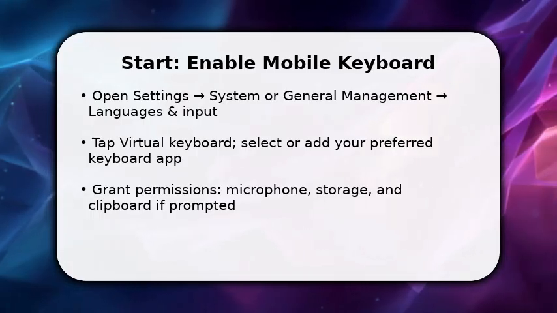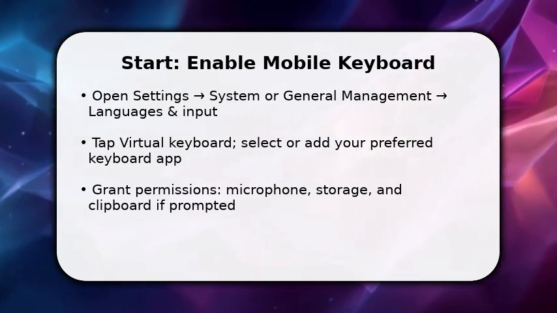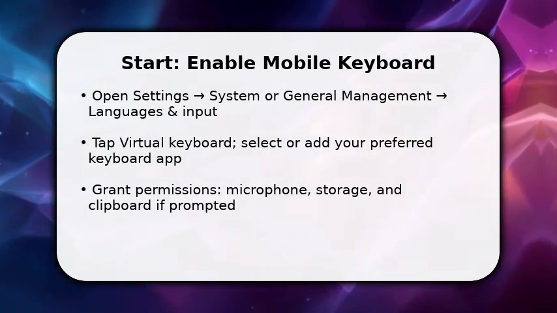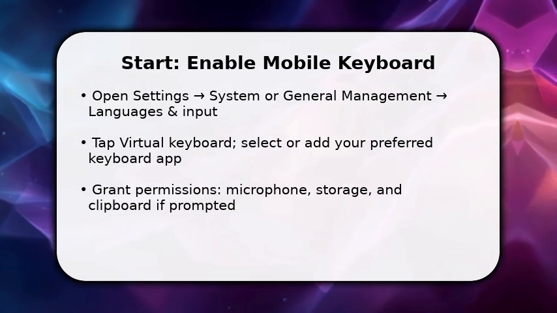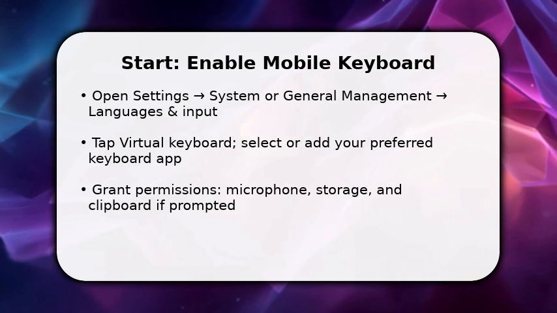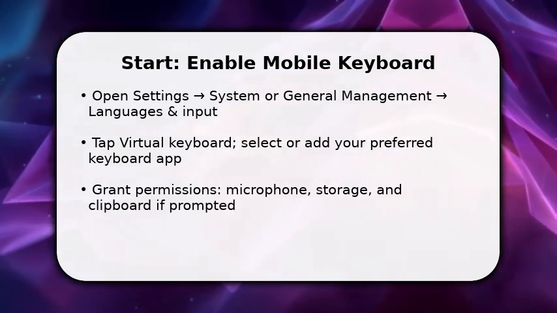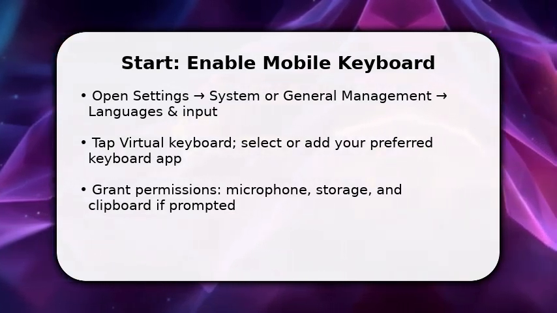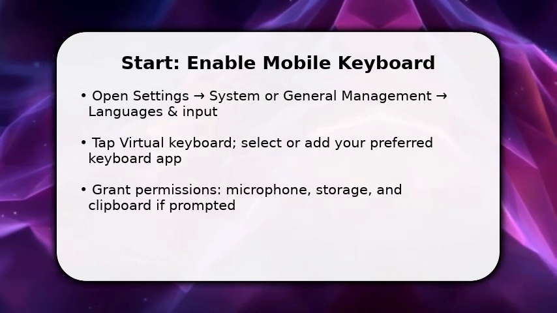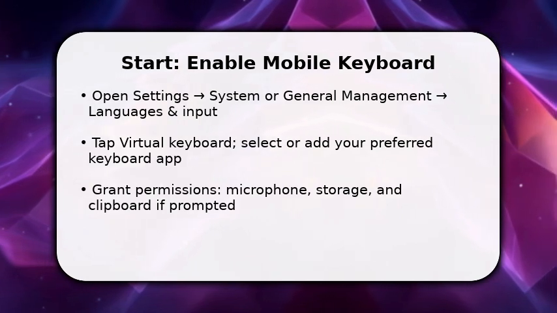You begin by turning on the keyboard you'll use. This gets you typing immediately. Open Settings, go to Languages and Input, then tap Virtual Keyboard to select or add an app. Once added, grant simple permissions like clipboard and microphone so features work. This matters because permissions enable suggested text and voice typing. Once done, switch it as default and test in a messaging app to confirm input appears.